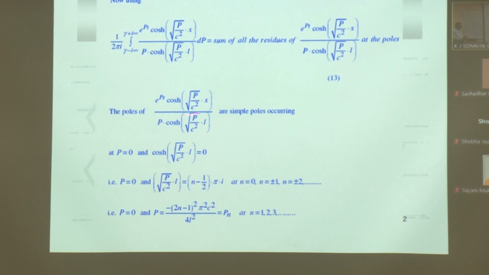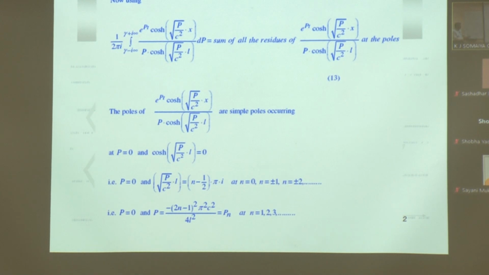So to find the poles, again you can see here the denominator is this particular expression, so p equals 0, and cosh of square root of p upon c square into L is equal to 0. So p equals 0 is one pole, and the second thing is that cosh theta is equal to 0 when theta is an odd multiple of pi i by 2, I mean n minus half multiple of pi i, and therefore this particular angle theta is nothing but n minus half pi i.